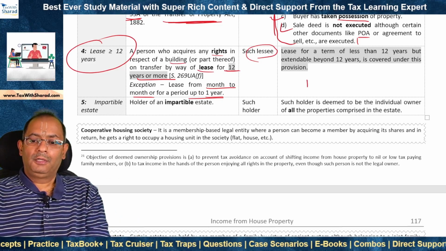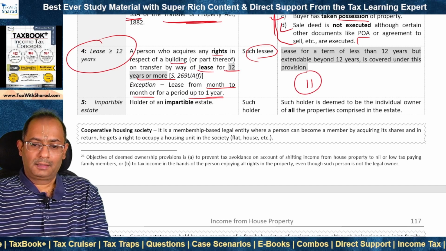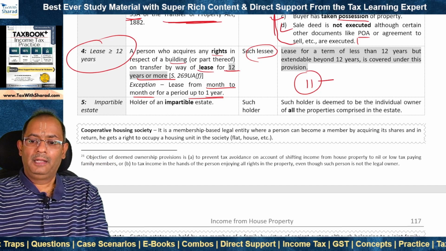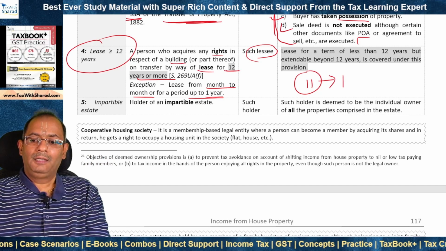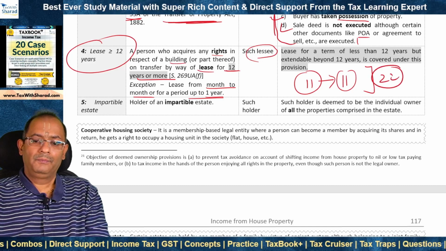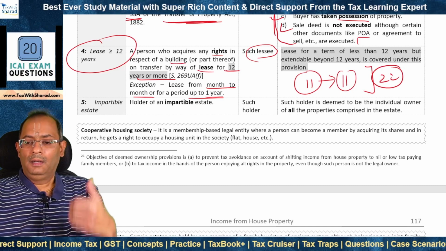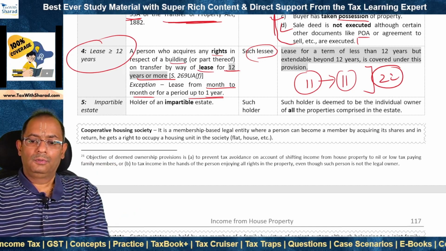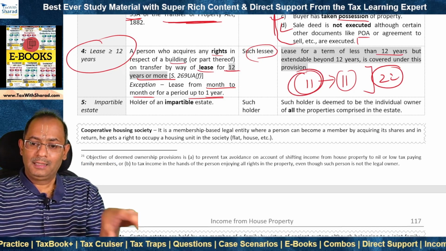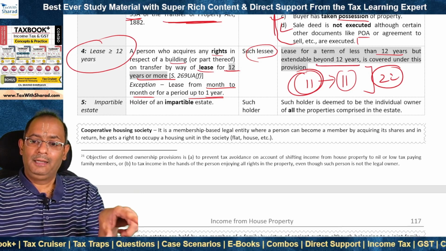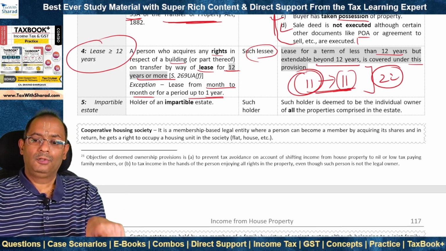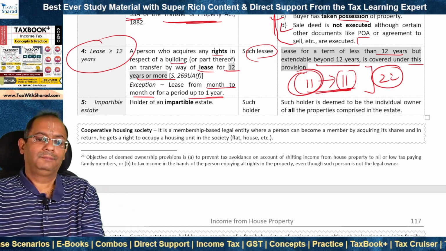There could be a situation where the lease is of 11 years and that is not covered under section 27. But if the lease is extendable for another 11 years, so the aggregate period becomes 22 years, which becomes a period of 12 years or more. So what is being said is a lease for a term of less than 12 years, but it is extendable beyond 12 years. That is also covered under this provision.